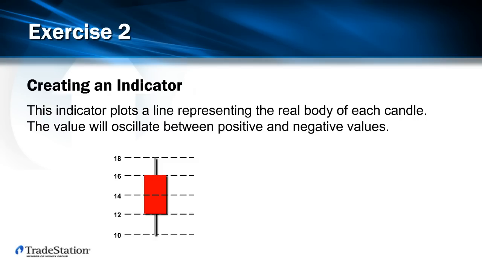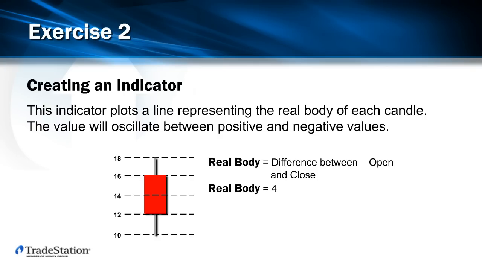You see a regular candlestick, but it's a red candle, which means that the open is at the top, where 16 is, and the close is at the bottom, where 12 is. We know that the real body is the difference between the open and the close. So in this particular case, the real body would be 4, because the difference between 16 and 12 is 4. But the fact that this is a down candle, I want to be able to express the real body as a negative 4 instead of just a plain 4.